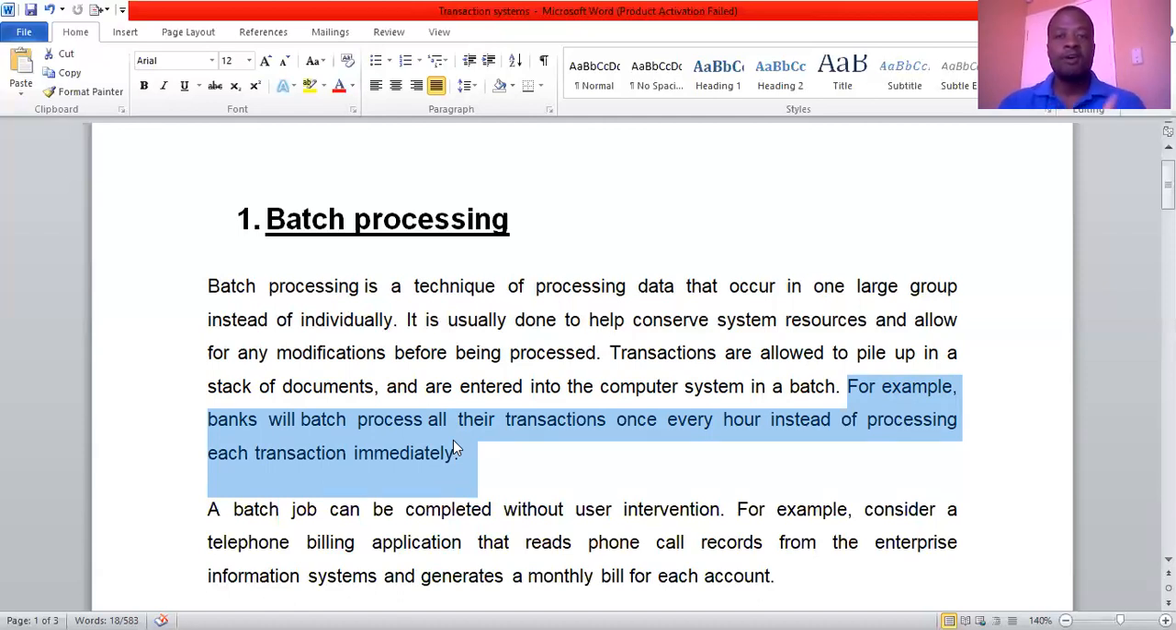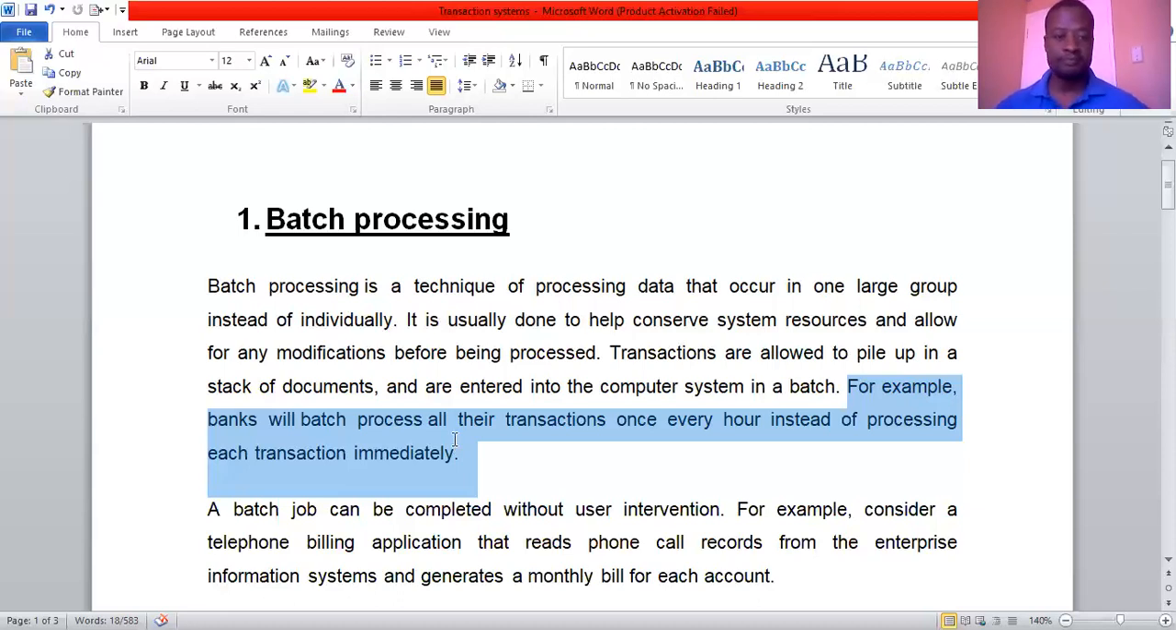They collect all these transactions and then they process them once. Like, let's say they've been collecting all the transactions from the morning until lunchtime, and then from lunchtime they add up all these transactions and they are processed at once, rather than just processing them individually immediately after a user has entered some details.